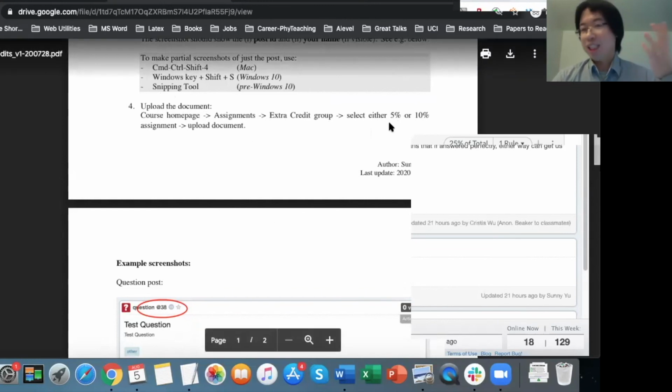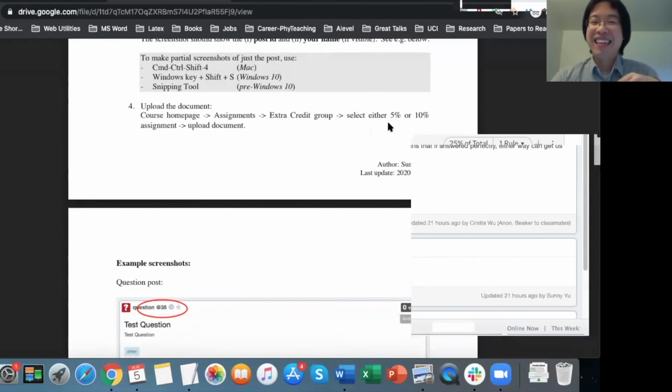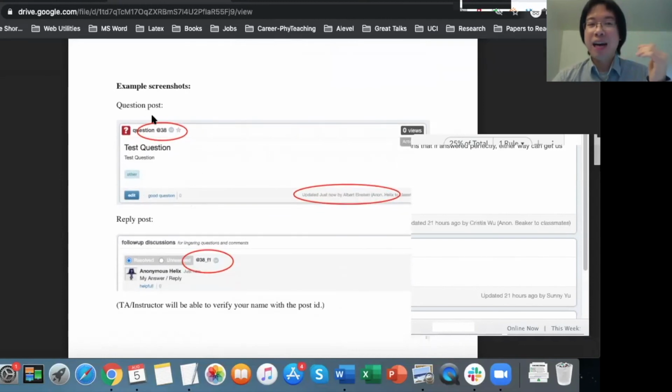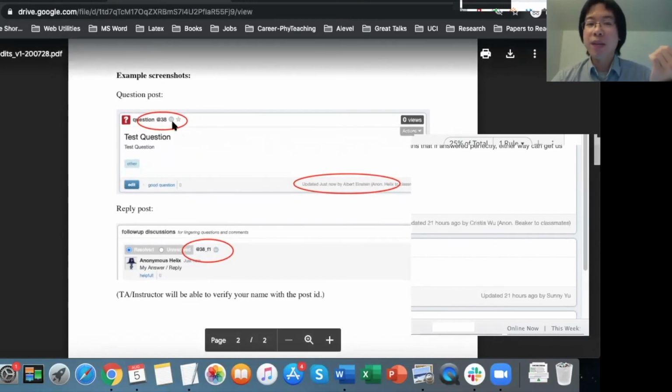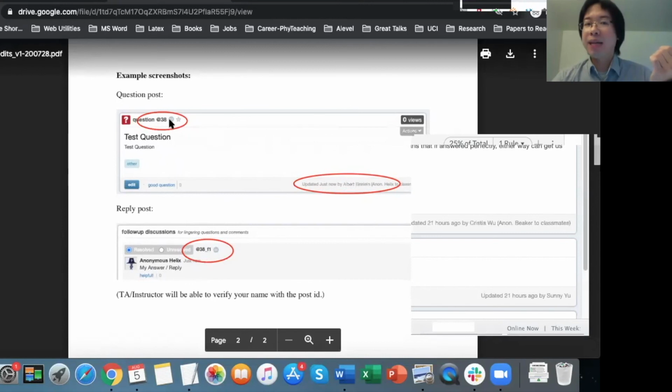So obviously don't upload for both 5 and 10, you either request for 5 or 10%. Right? If you upload for both, we will only take the 10% one. You won't get 15. Okay, so there are 2 types of posts. You have posted a question or you have posted some reply, right? If you post a question, you should be able to see both your name and also the post ID. So make sure these 2 are visible when you take the screenshot.